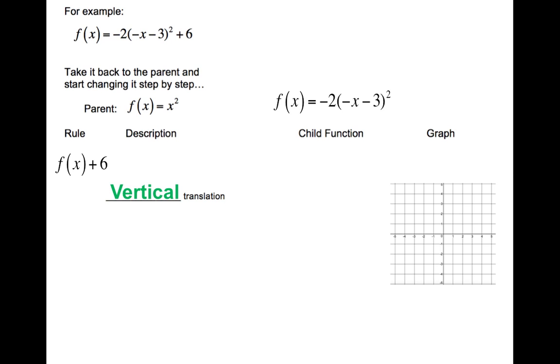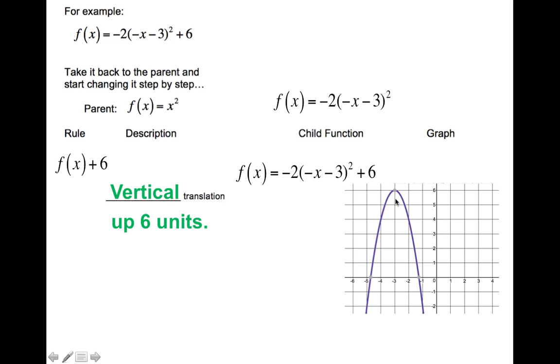Right, that's a vertical translation, right? When you're adding to the whole function, it's a change to the y, so it's going to move up or down. In this case, up 6 units. The new child then is pretty simple. We just added 6, so here's that 6. There's the final function. So now we took the one from the last one, and we're going to move it up 6. So there it is. The vertex was here, it moved up 6. It's here now. It's a skinny downward pointing parabola. That's the final one. All right, so that's how we took it step by step to the final function.